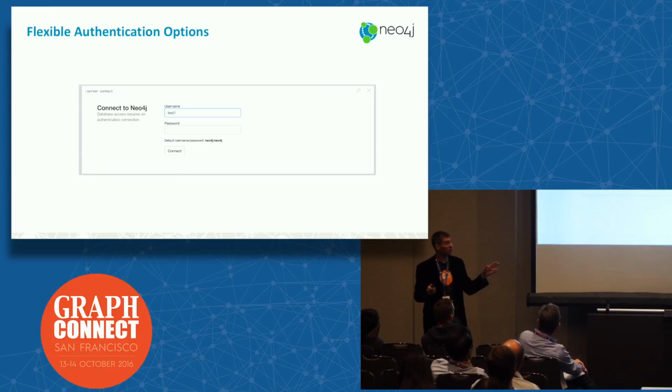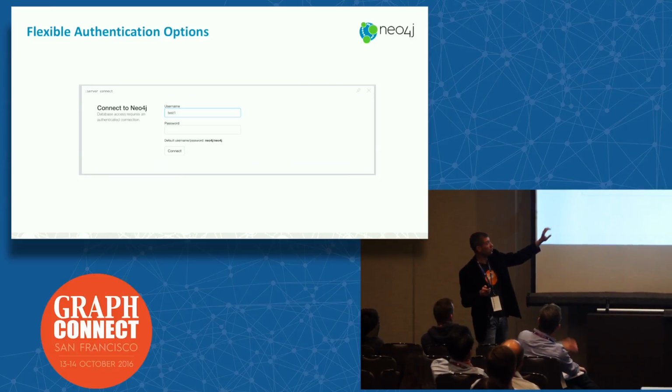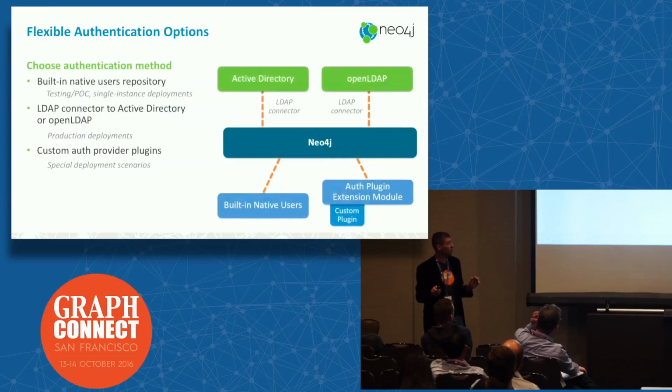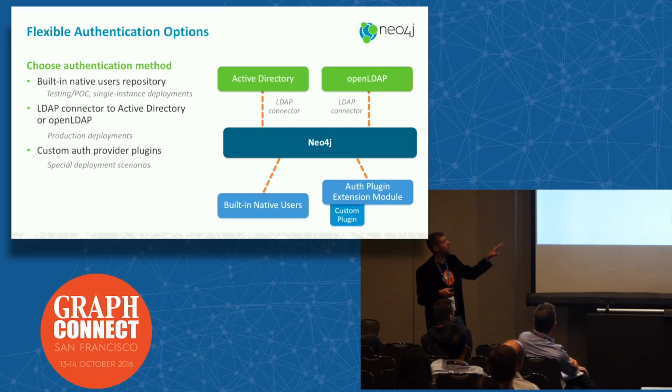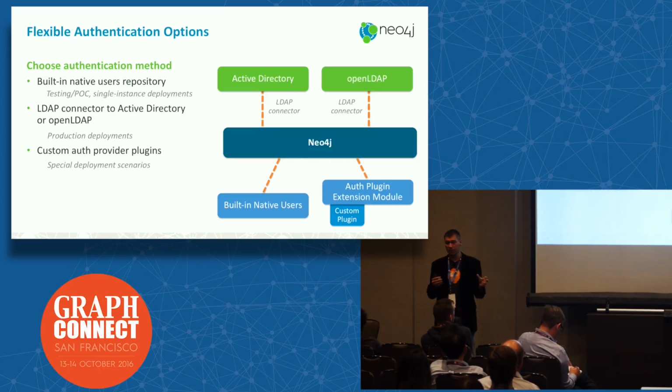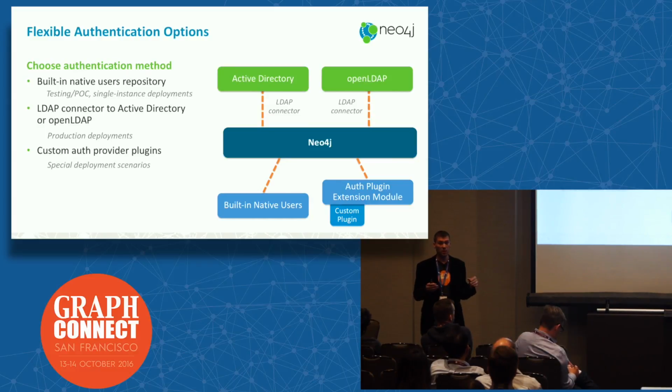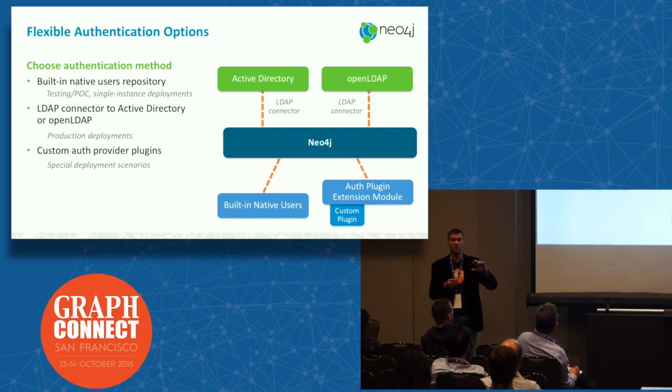This is the login screen for Neo4j. Before, you had to choose the neo4j user, now you can have any user. The question is which service you want to use for storing and managing your users. We have three options. We built an internal native users repository. We call them native users. We recommend those for testing, proofs of concept, and single instance deployments. I'm really not doing justice to this feature. We built quite a lot of interesting things such as suspending users, activating users, and changing the flag on a user to require a password change on the next login.